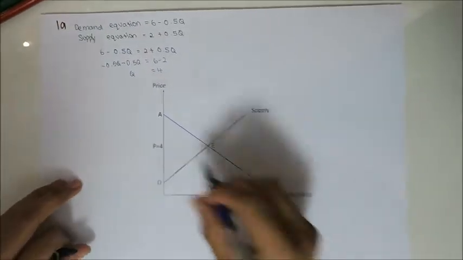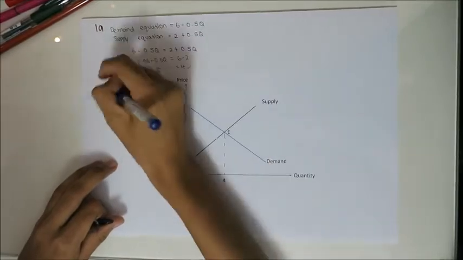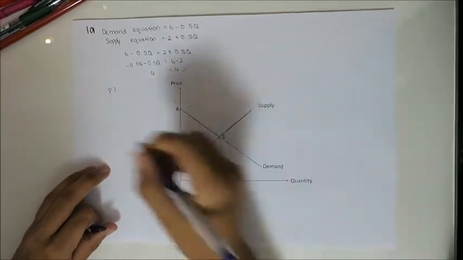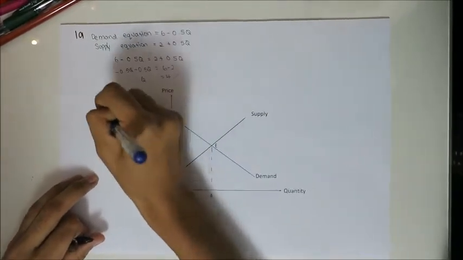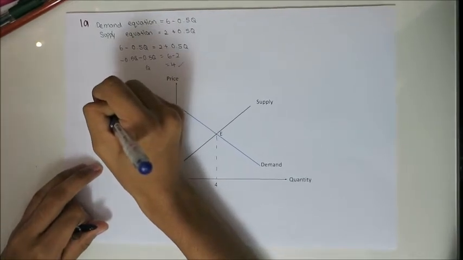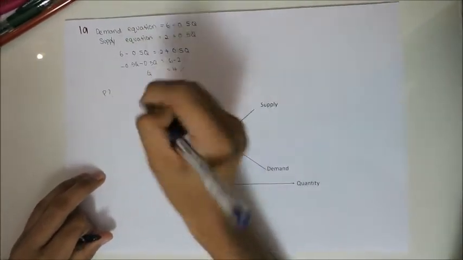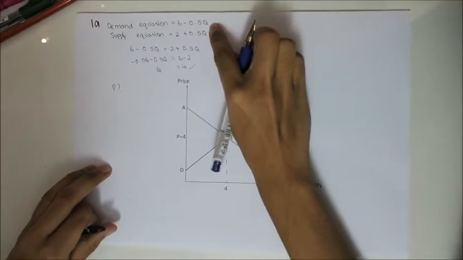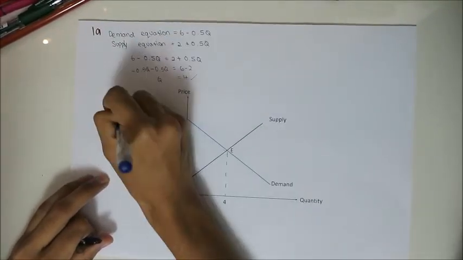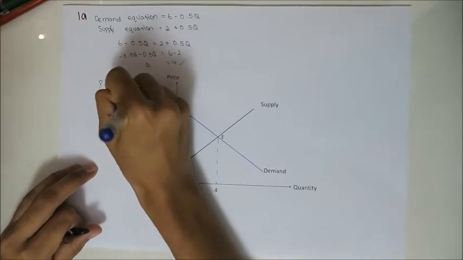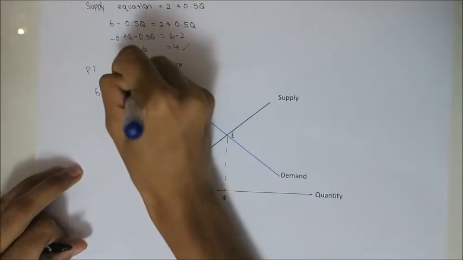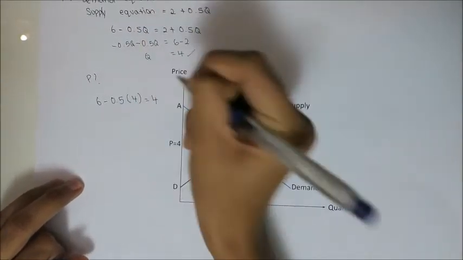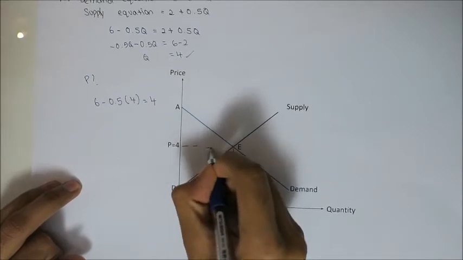Next, with quantity 4, I am able to find my price. So my price would be, basically, I will substitute Q equals 4 into the demand equation. So 6 minus 0.5, substitute 4, it gives me 4. And then I will have a 4 here.